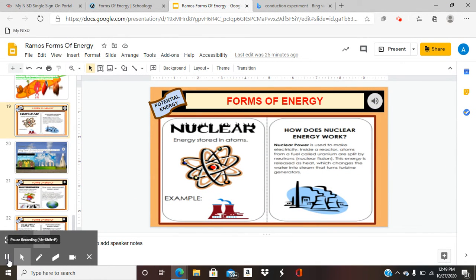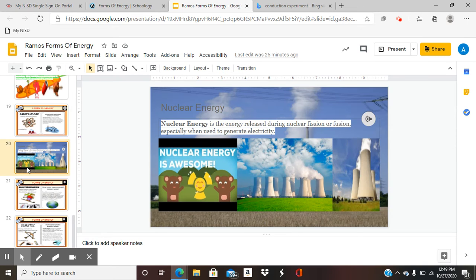Okay, back at nuclear, sorry about that. Nuclear is energy stored in atoms. So, how does nuclear energy work? Nuclear power is used to make electricity. Inside a reactor, atoms from a fuel called uranium are split by neutrons, including fission. So, this energy is released as heat, which changes the water into steam that turns turbine generators. Okay. So nuclear energy is energy released during nuclear fission or fusion, especially when it's used to generate electricity.